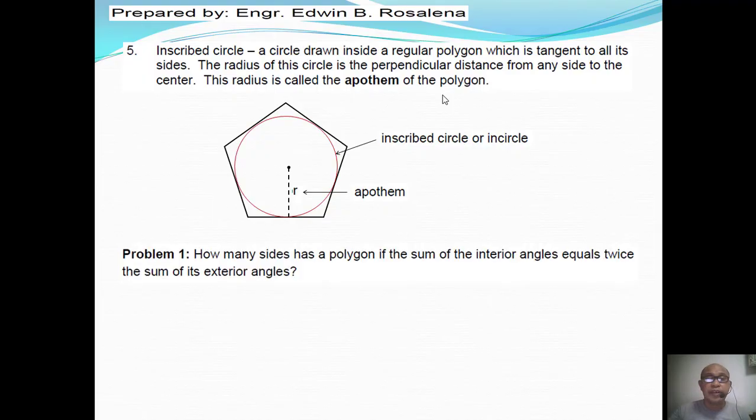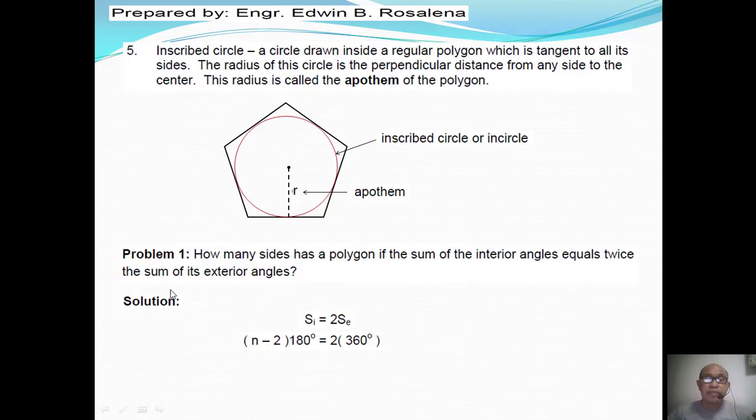Okay, so we have here problem number 1. How many sides does a polygon have if the sum of the interior angles equals twice the sum of its exterior angles? This problem involves the sum of the interior angles and the sum of the exterior angles, so we can use the formula.